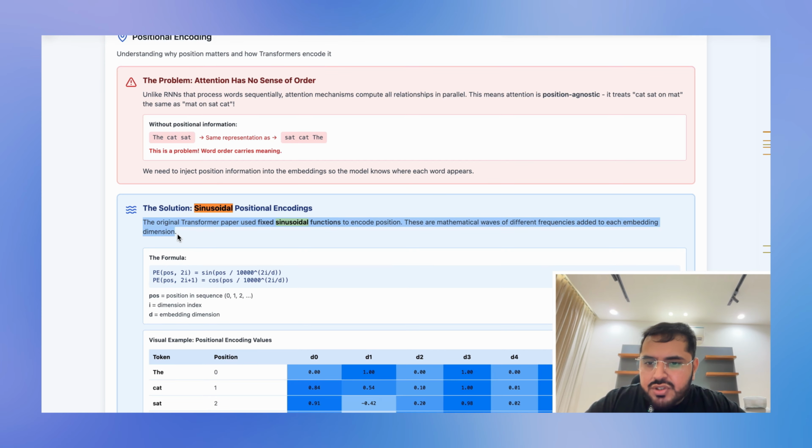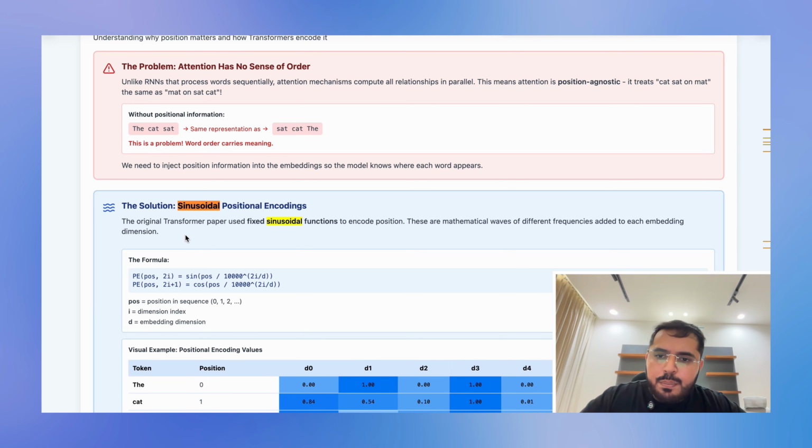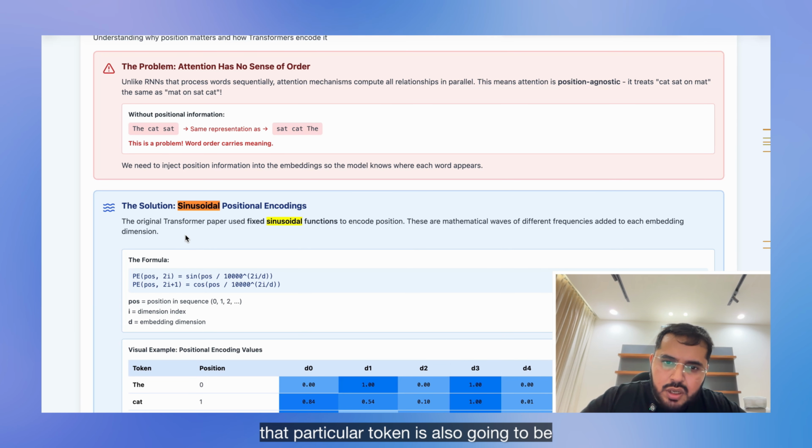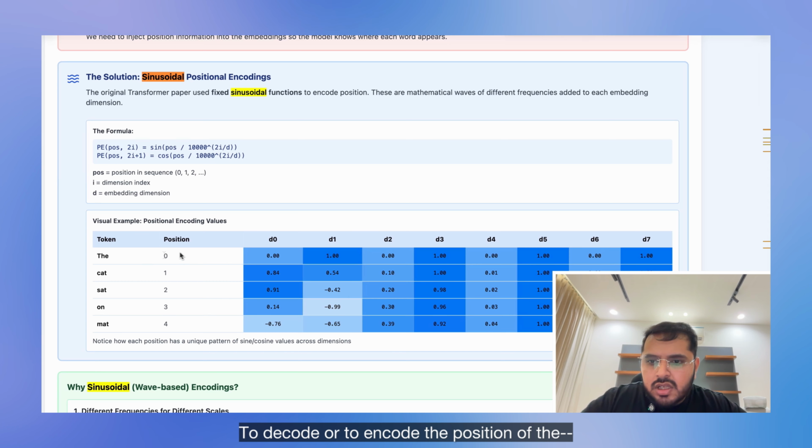The positional embedding dimension stays the same as the token embedding dimension. So if a token embedding is a 512-dimension vector, the positional embedding for that particular token is also going to be 512-dimension. For example, to encode the position of "the", which is the 0th position, we have this particular embedding. Then to encode the position of "cat", we have this embedding. Then for "sat", we have this embedding.